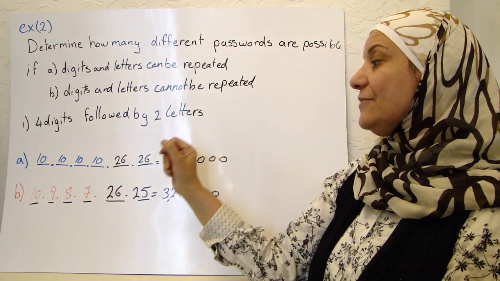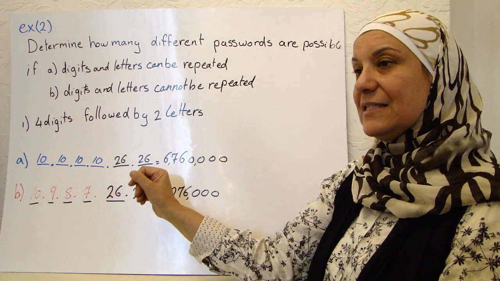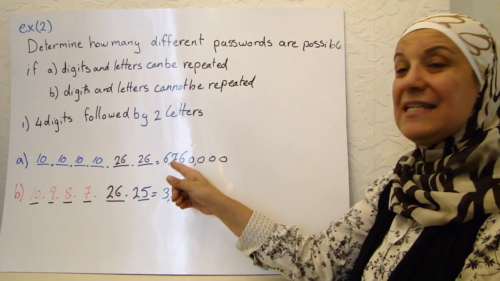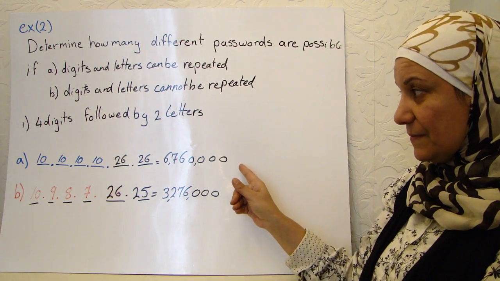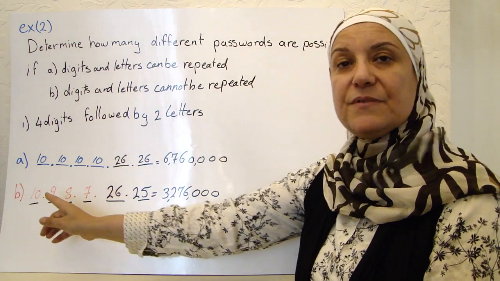I still can have the 10 possibilities. And then what about the letters? I have 26 letters, and I can have again the same 26 letters. So how many possibilities for the password do I have? 6,760,000. Okay? What if I was not allowed to have them repeated?